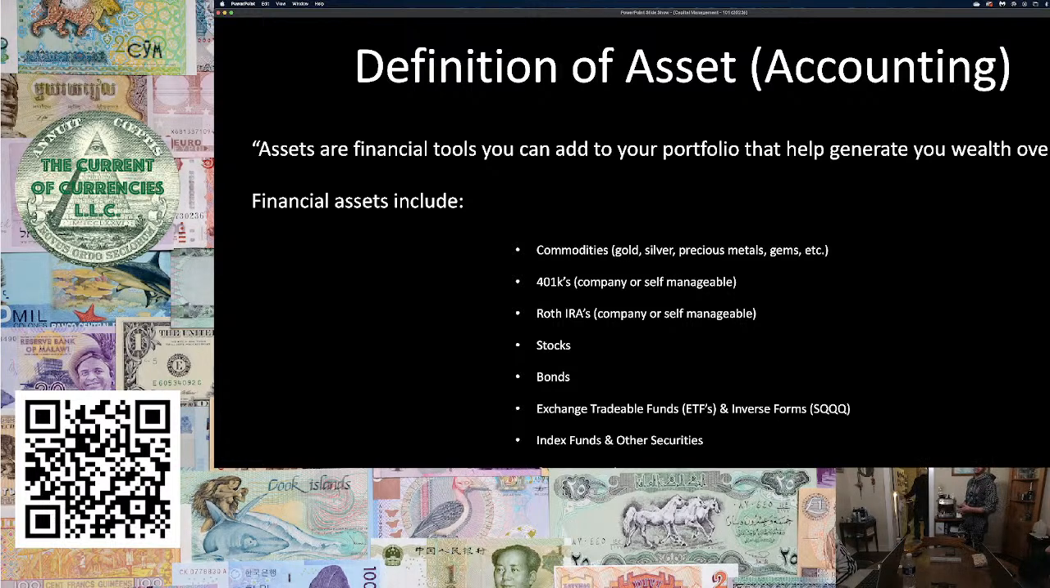Definition of an asset. Assets are financial tools that you can add to your portfolio that help you generate your wealth over time. Financial assets include commodities, 401ks, Roth IRAs if you've heard of it, stocks, bonds, ETFs, which is short for exchange traded funds. You may have heard that term in the stock market. There are also inverse forms of it, which is a short on the stock market. Index funds and other securities, like I was mentioning before in the asset sector, cryptocurrencies, fine art, and then digital art like NFTs, etc.